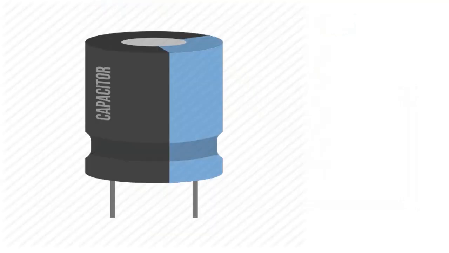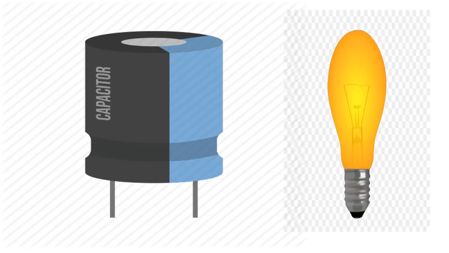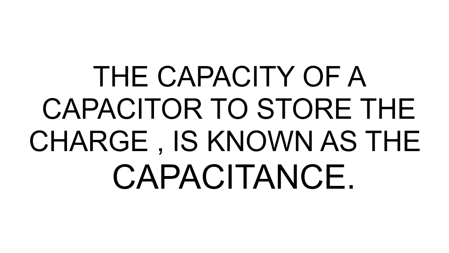Now when we disconnect the capacitor from the voltage source and connect it with a bulb, the stored electrical energy within the capacitor will provide the required power to the bulb to glow. The capacity of a capacitor to store electrical charge is called the capacitance. The unit of capacitance is farad. In general, we use smaller units like millifarad, microfarad, picofarad, etc.